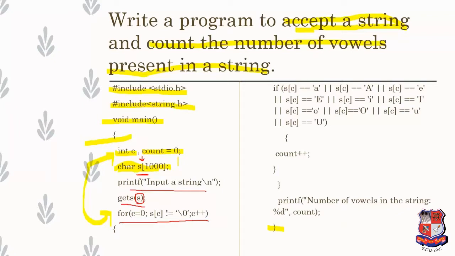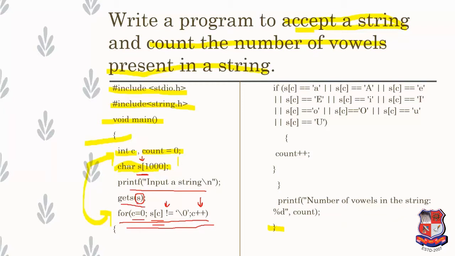I'm starting it with c equal to 0. Now my condition is s of c not equal to null. What this condition means is that my array needs to be traversed till my string ends. With c++, c will be incremented till the last index of the array, so till I find the null character. Why the null character? Because every string ends with a null character by default, added by the compiler. Even if I'm not inputting the null, my compiler will add the null character by default.